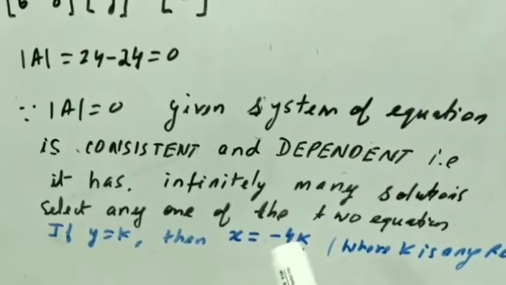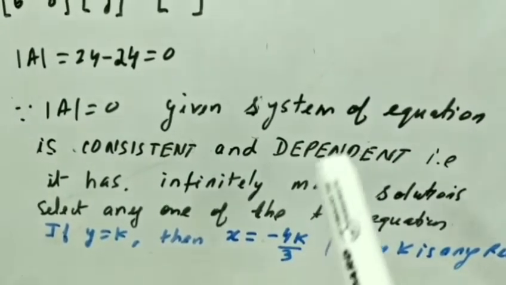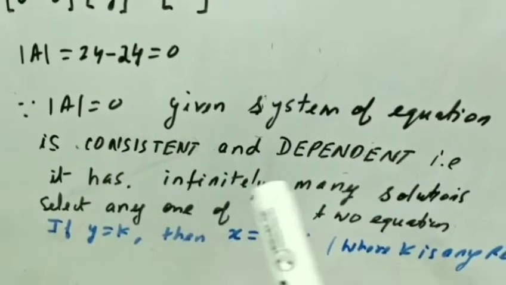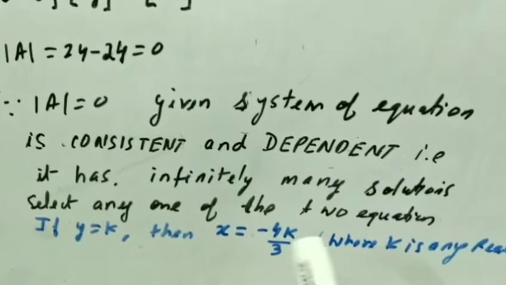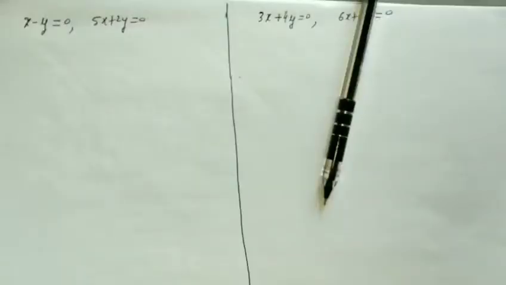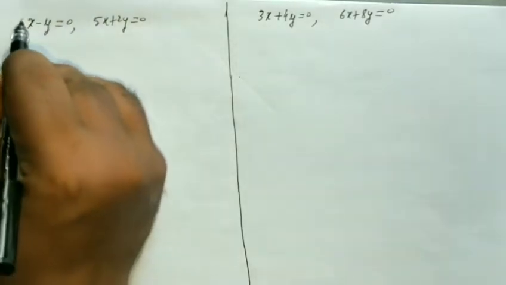That is, it depends on k, it is dependent, consistent, and it has infinitely many solutions depending on k. So children, this is just to explain to you the meaning of trivial and non-trivial solution. In this case, I have explained these two questions I have discussed.